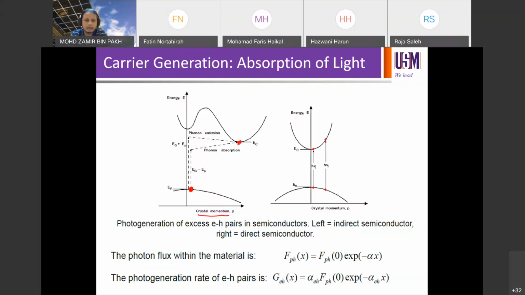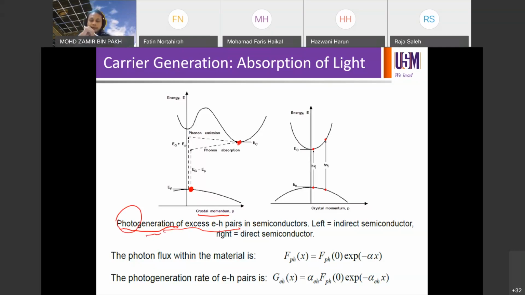So now we're going to look at photo generation of electron hole pairs. Photo generation here means generation of electron hole pairs by using light. We use light in order to induce generation of electron hole pairs.